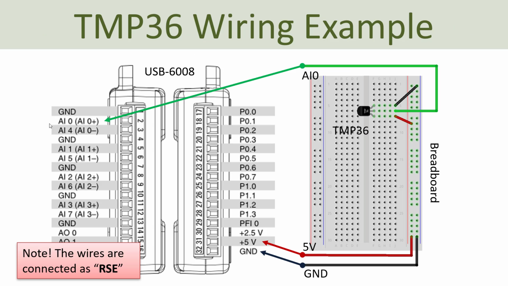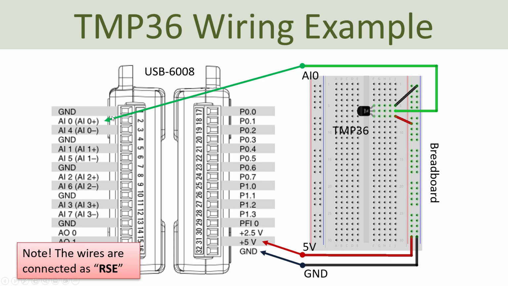So here you see the wiring diagram for this TMP36 temperature sensor. This is the TMP36 temperature sensor, and it has 3 legs. One leg goes to the ground. One leg goes to the 5 volt output of the USB 6008. And the third leg, the leg in the middle, is the analog signal, and it goes to one of the analog input channels on the USB device, the DAQ device. I just use the first, or the 0, analog input channel.